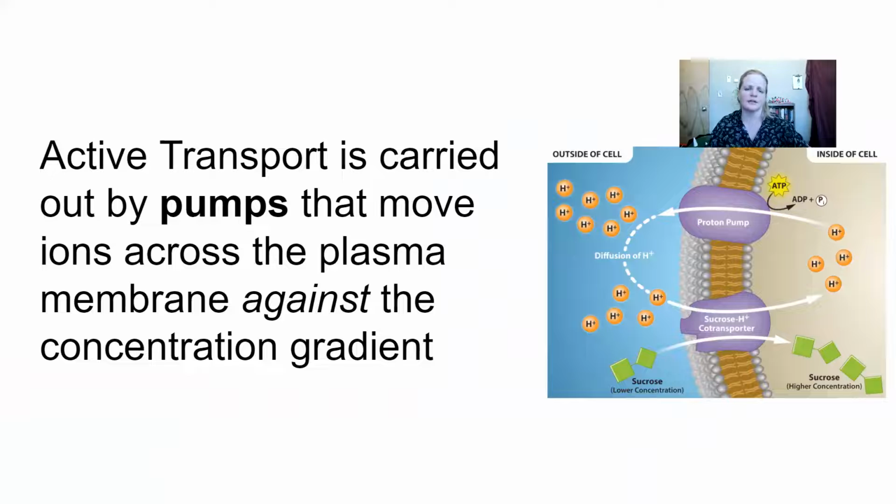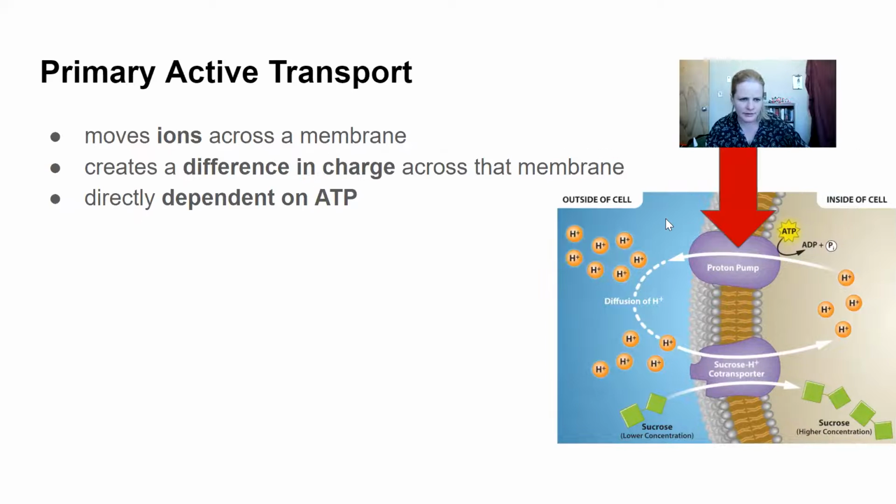Okay, so active transport is carried out by pumps that move ions across the plasma membrane against the concentration gradient. So we're going from low concentration to high concentration. That requires energy input. Okay, and that means that these proton pumps are going to be using ATP, converting it into ADP. So there's kind of two ways that we can do active transport.